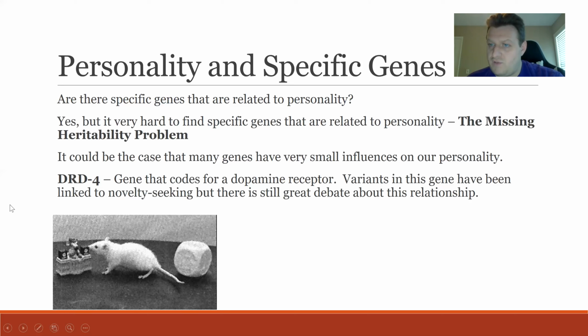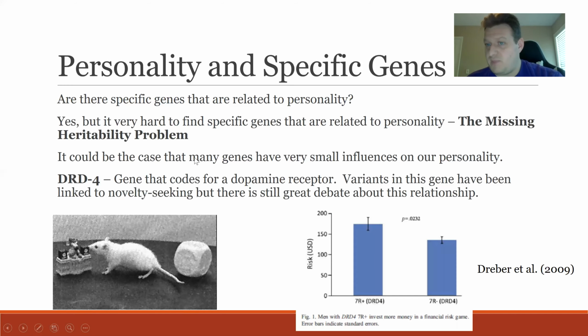The version of DRD4 is related to which of these objects the rat seeks out. With one version of DRD4, the rat seeks out the new object. In the other version, the rat seeks out the older object. We can look at this behavior with human beings as well, and it's correlated with how risky we are on a gambling task, maybe something like Deal or No Deal. We see that one version of DRD4 leads to higher risk-taking behavior compared to the other version of DRD4.